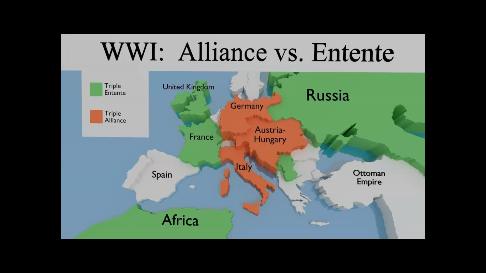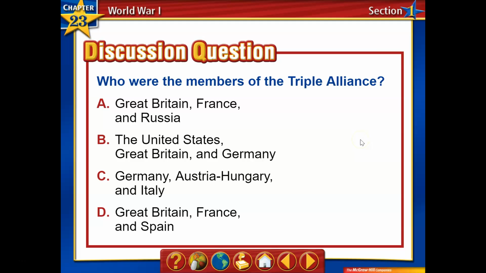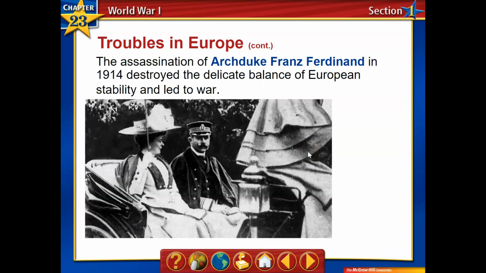So when we look at those alliances, again, the Triple Alliance, you've got Germany, Austria-Hungary, and Italy, right down the center of Europe. And then you've got the UK, aka Britain, France, and Russia rounding out the Triple Entente. So who are the members of the Triple Alliance? Pause the video if you need to, but best answer here is C. That'd be Germany, Austria-Hungary, and Italy. And it's going to mostly stay intact, although, like we said, Italy is going to end up switching sides.